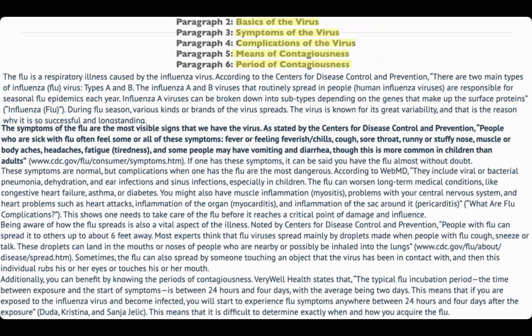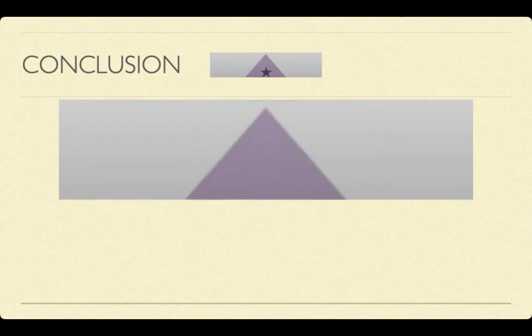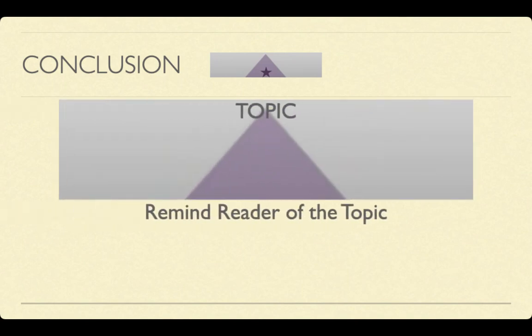Now, after you've written a strong series of body paragraphs, it's time to write your concluding paragraph. In the conclusion paragraph, you'll remind the reader of the topic and you'll paraphrase or restate your thesis. Don't use the exact words that you used in the introduction. Restating your thesis in the closing is like closing a deal. You're saying, so after all this, you can see that my thesis is true, right?